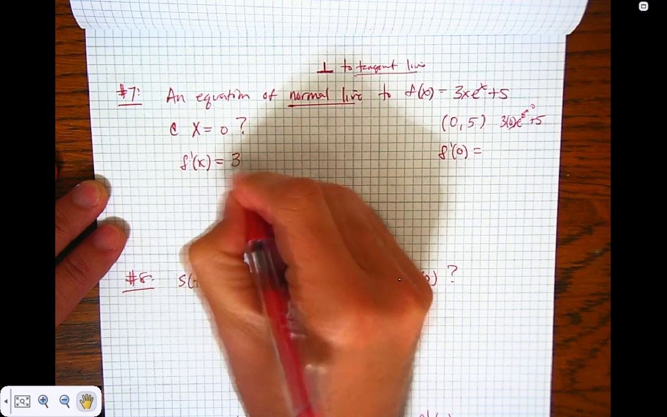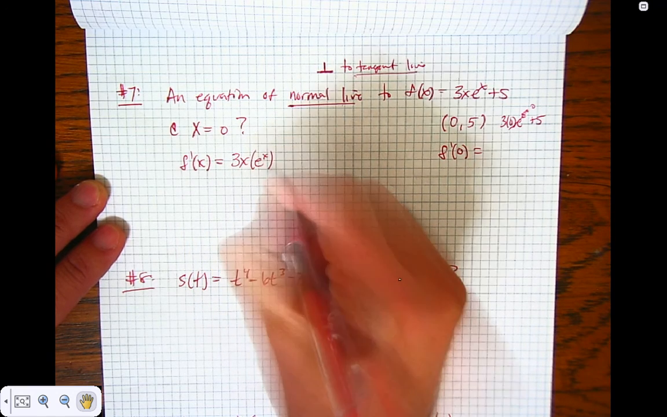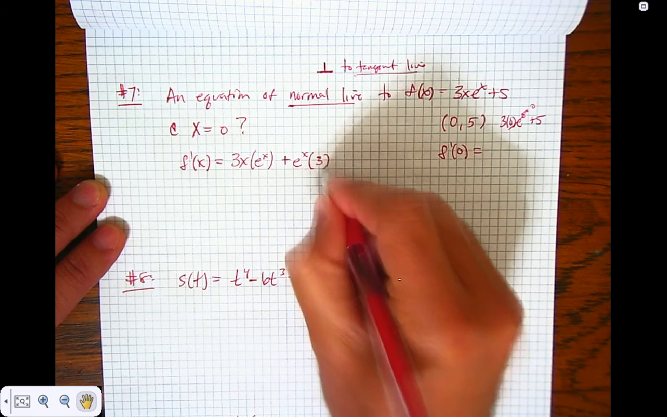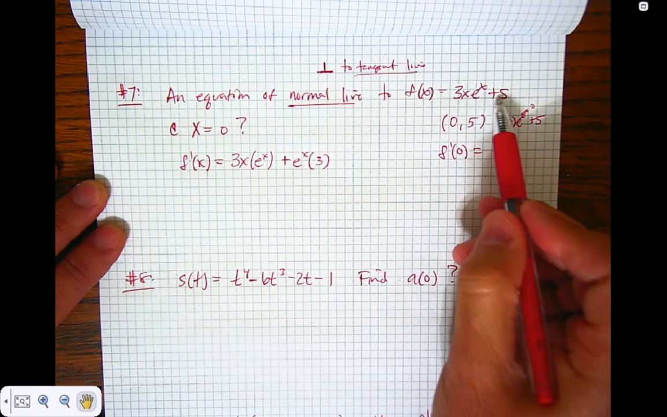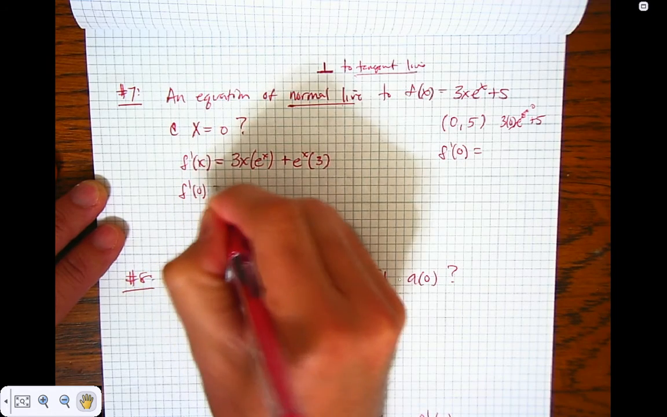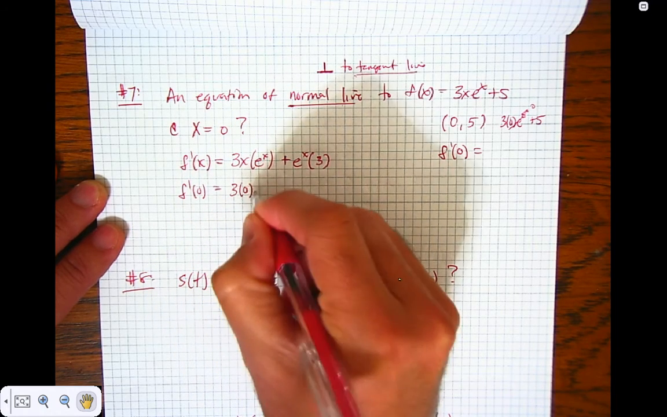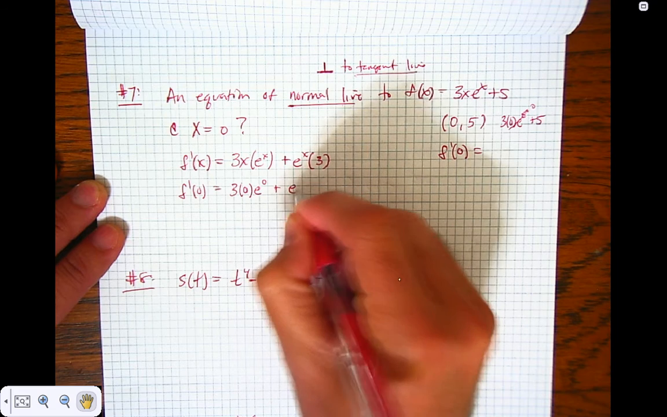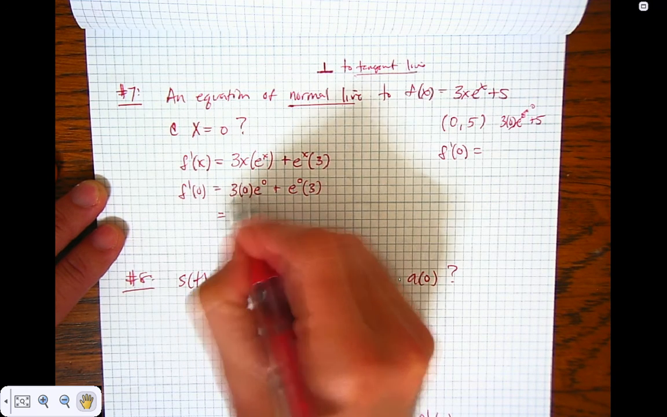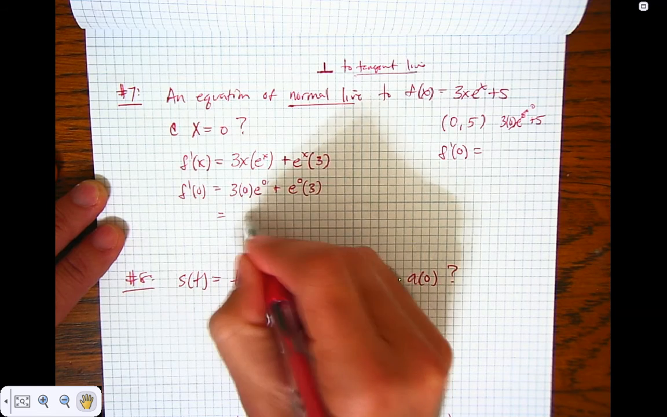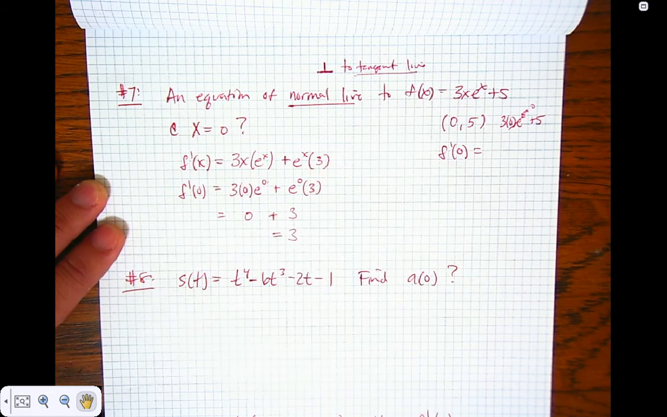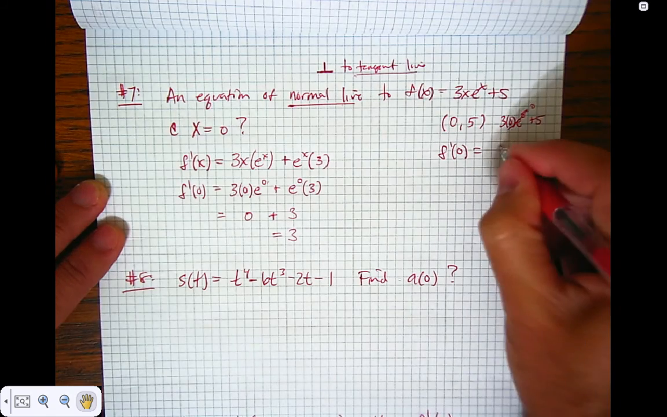So first times the derivative of the second plus the second times the derivative of the first. Okay, and the derivative of 5 goes away. So f prime of 0 would be 3 times 0 times e to the 0 plus e to the 0 times 3. 3 times 0 is 0, and 0 times anything is 0. So I have 0. Plus, this is 1 times 3 is 3 for a final answer of 3.